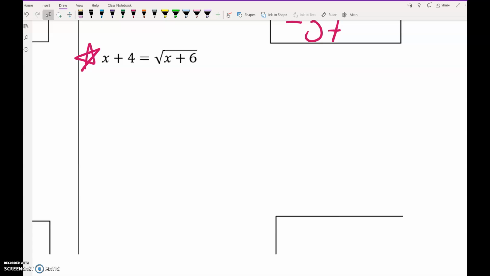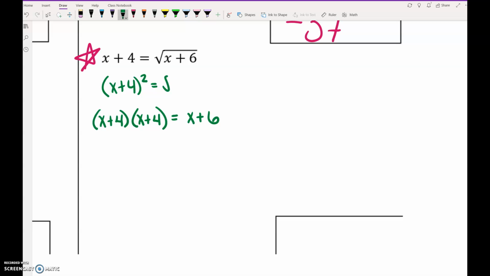We need to square both sides. The most common mistake that I see is people try to write x squared plus 16 and think that they have squared the left side. When you do x plus 4 squared, that means x plus 4 times x plus 4. You have to take the time to actually multiply that x plus 4 times itself. So once you just double distribute, combine your like terms, you will end up getting x squared plus 8x plus 16.